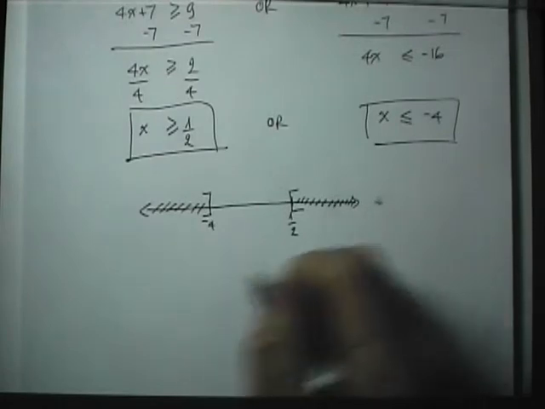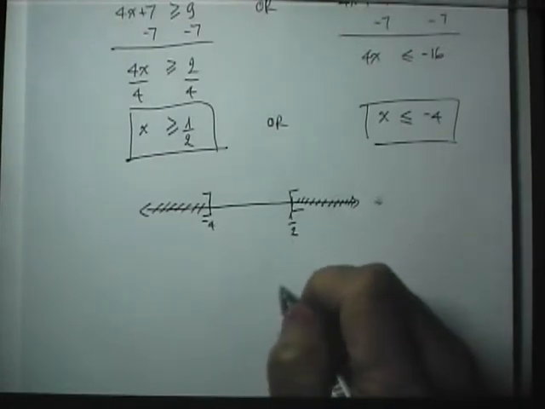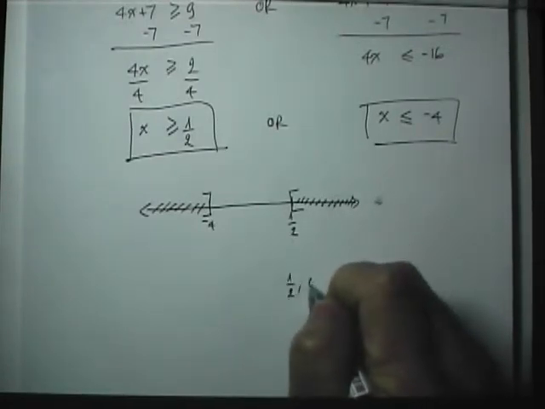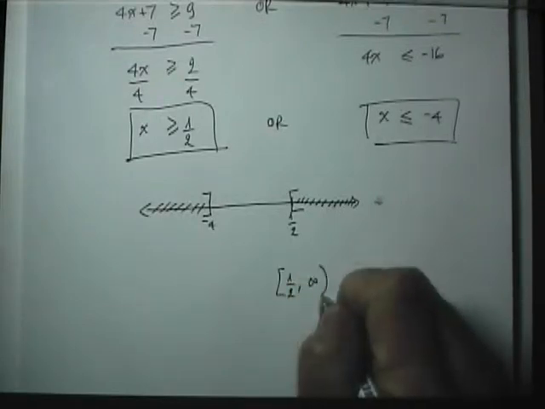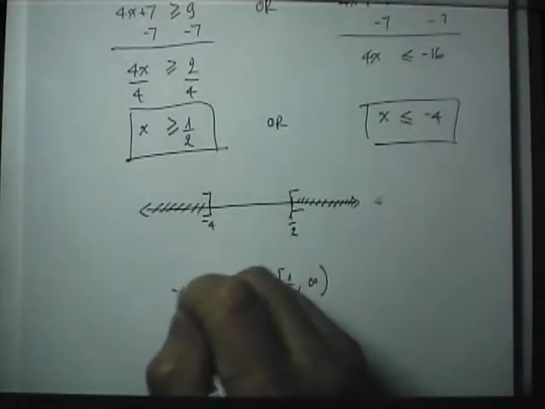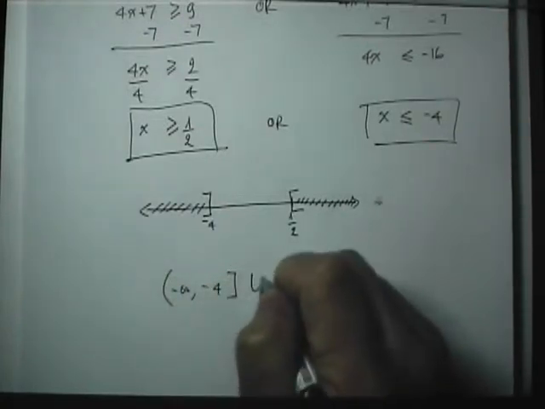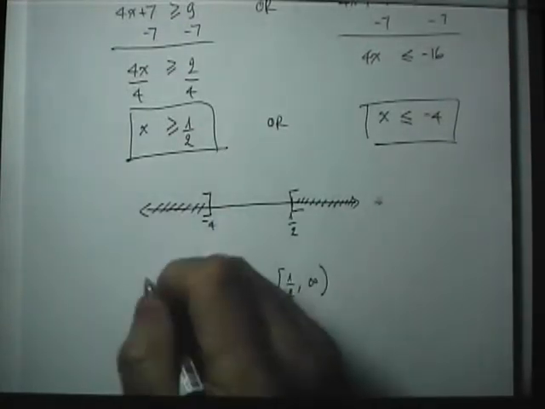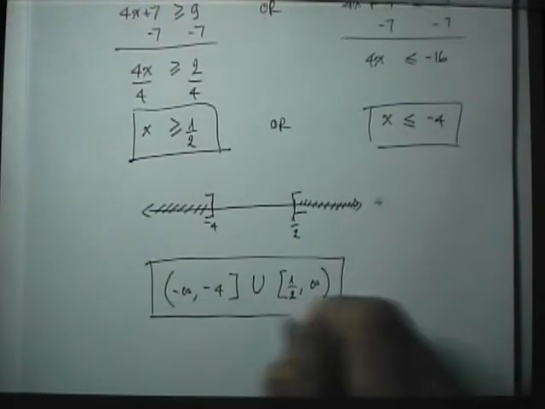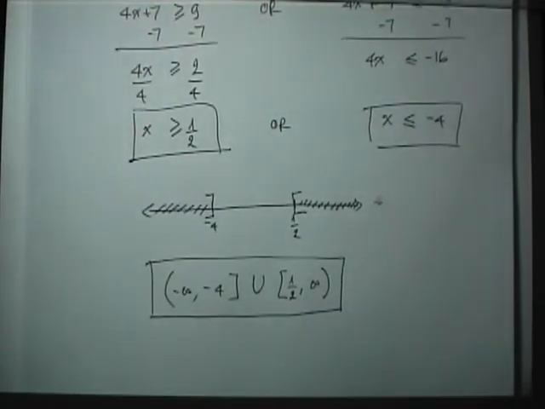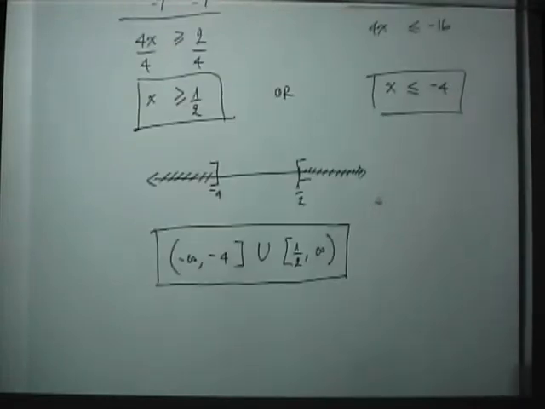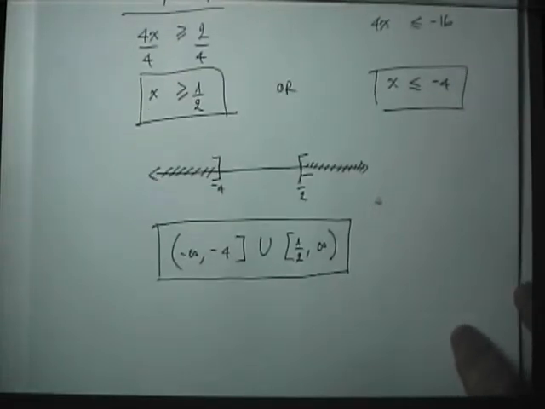And so writing your solution in interval notation, it's going to be the bracket 1/2, comma infinity, parenthesis, then parenthesis negative infinity, comma negative 4, bracket, with a union in between them. And that's how you write your solution in interval notation.